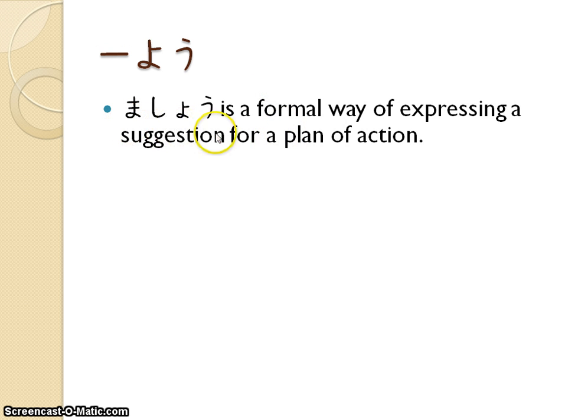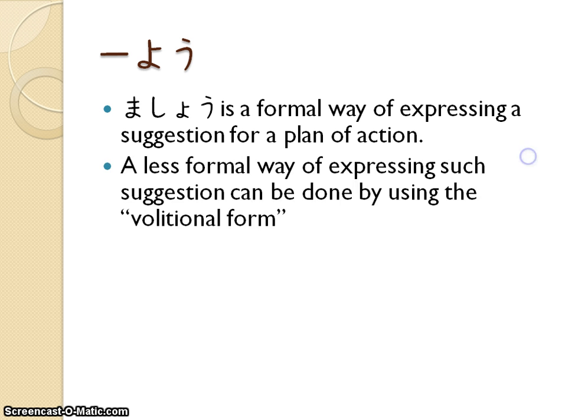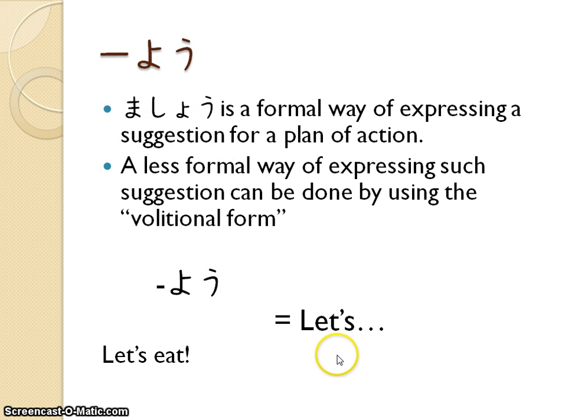Now, the new form, the volitional form, uses the ending よう. So let's take a look. Now, ましょう is a formal way of expressing a suggestion for a plan of action. So this is when you're speaking to someone who is an elder to you or someone who you may not know very well. That would be the common use of this. Now, a less formal way of expressing such suggestions can be done by using this volitional form, which is よう, and that's usually the ending. If you take a look at it, ましょう and よう, you're just taking the last two characters of ましょう and adding it, you're shortening it.